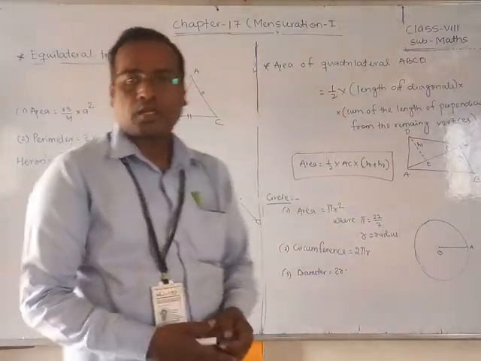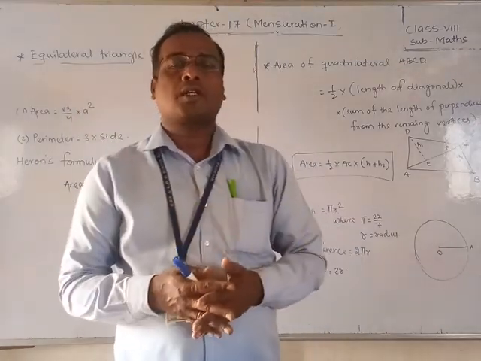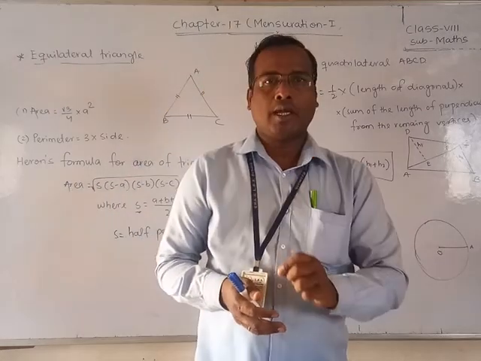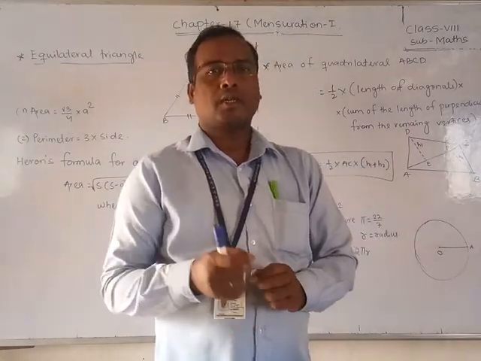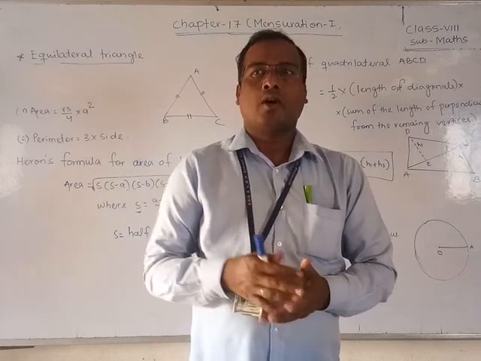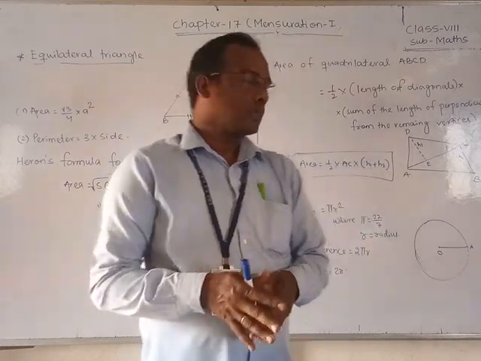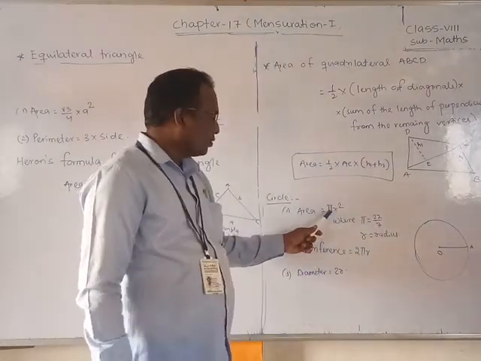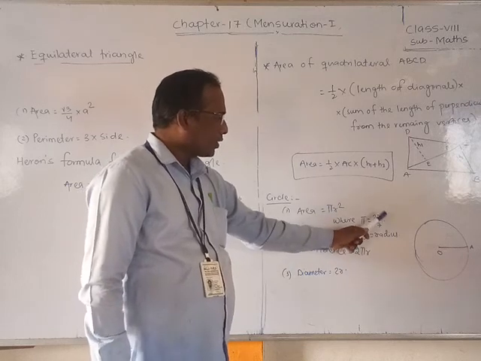So what about the area of a circle? Area of circle means pi r square. What do you mean by pi? Pi means 22 by 7. It is one constant number, or 3.14 you can also say. It is an irrational number, but we use pi as a constant, that is 22 by 7.